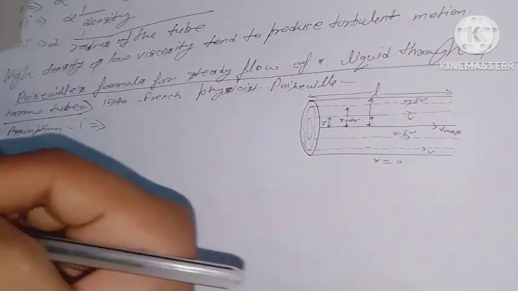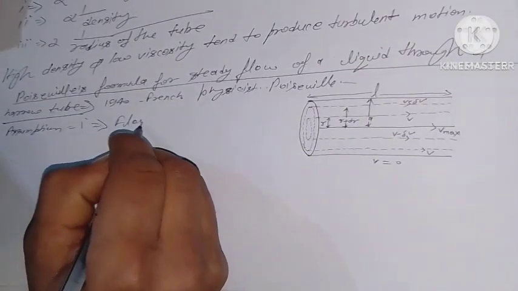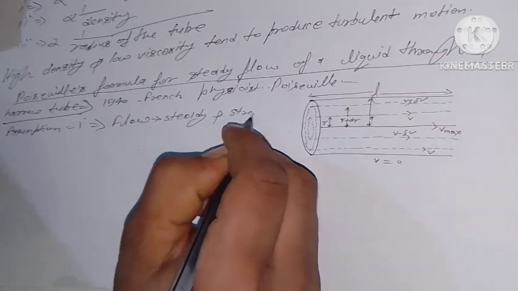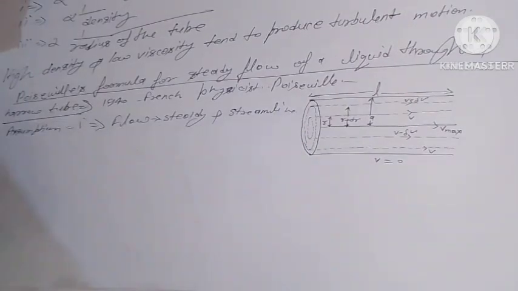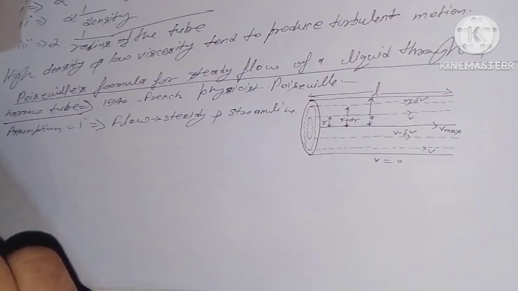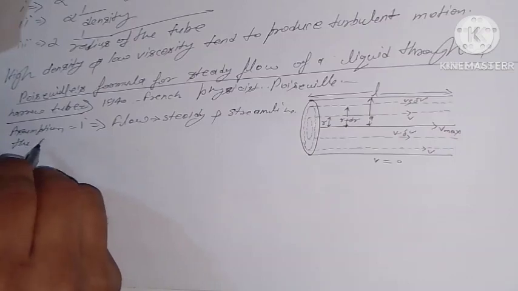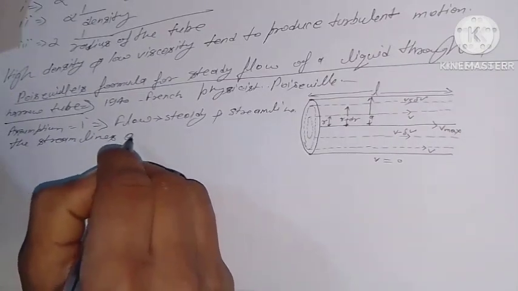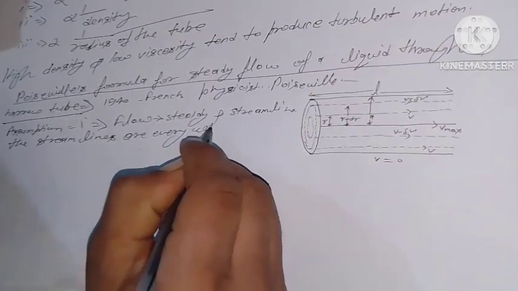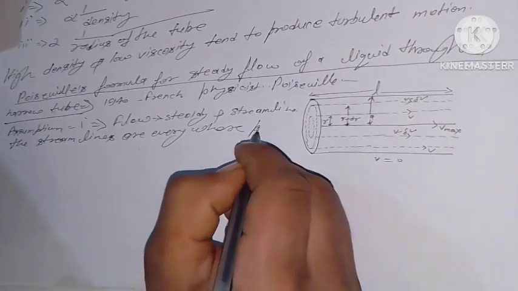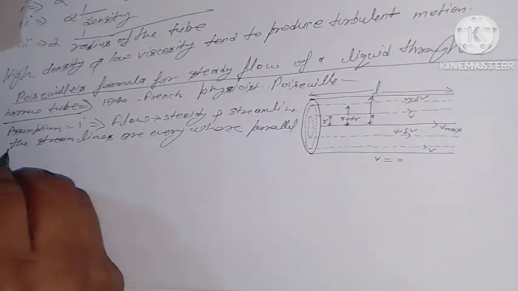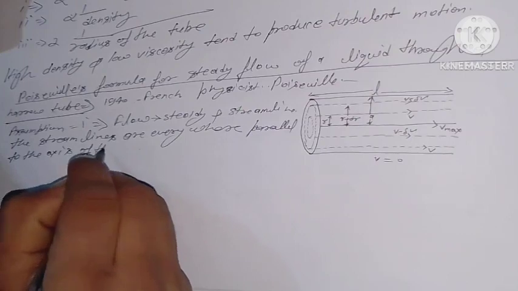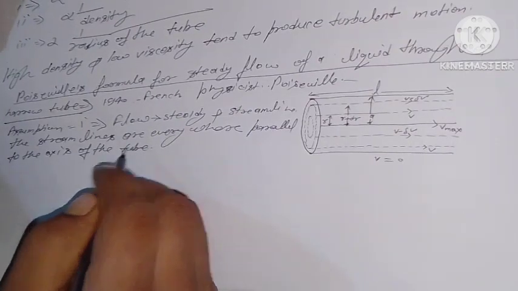First point: the flow is steady and streamline. The streamlines are everywhere parallel to the axis of the tube.